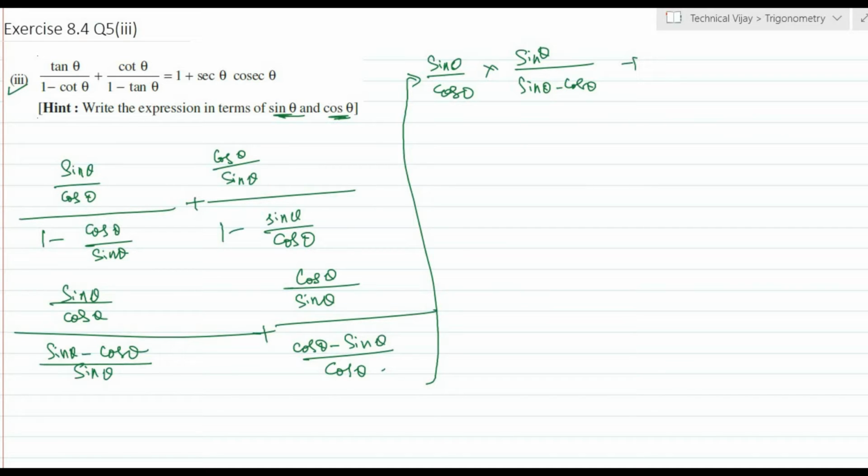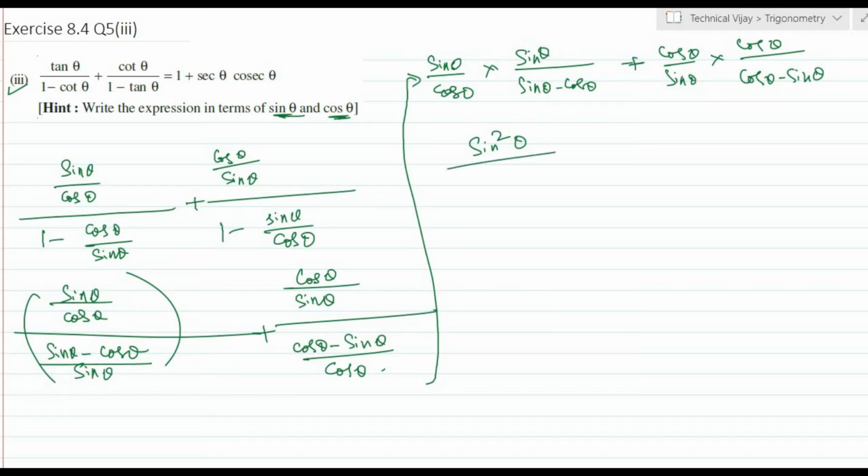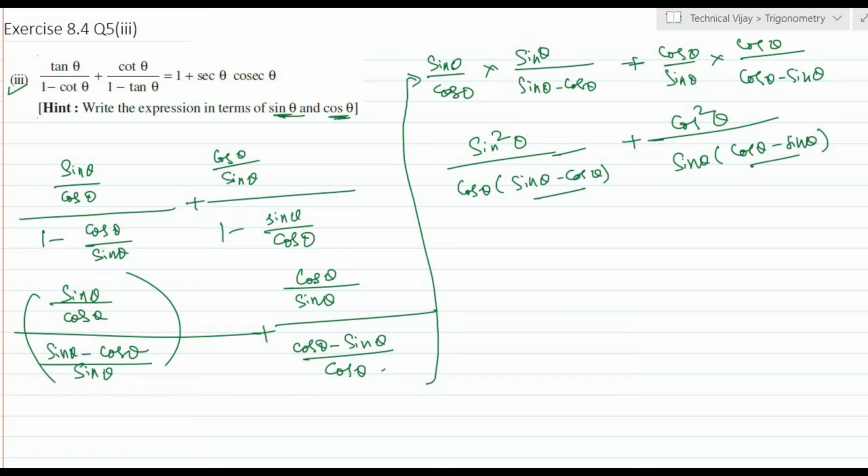Okay, so this we have simplified. So here this is cos theta divided by sin theta into cos theta divided by cos theta minus sin theta. Okay, so here this is sin square theta divided by cos theta into sin theta minus cos theta. Plus here cos square theta divided by sin theta into cos theta minus sin theta. So you see here sin theta minus cos theta is there, so cos theta minus sin theta is.